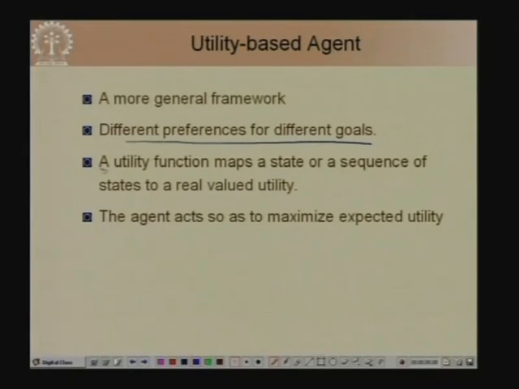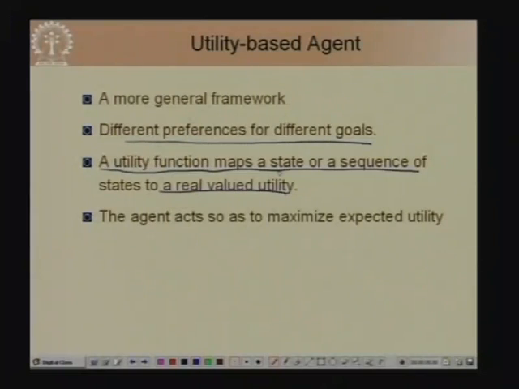A utility function is a very general function that maps a state or a sequence of states to a real valued utility. So, a state is mapped to a utility value, and we can say that the goal of the agent is to maximize its utility, or the goal of the agent is to maximize its expected utility. When we look at decision theory, we can consider agents which are based on utility.